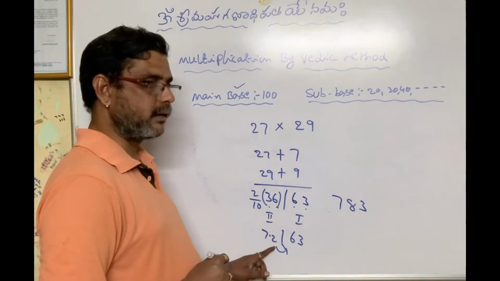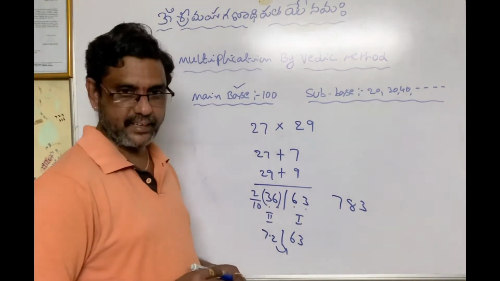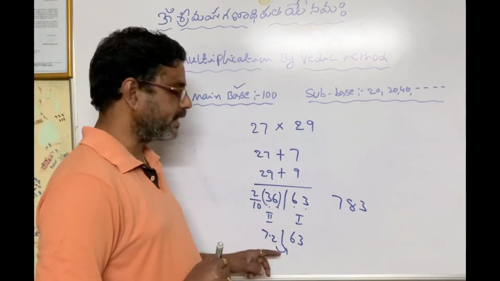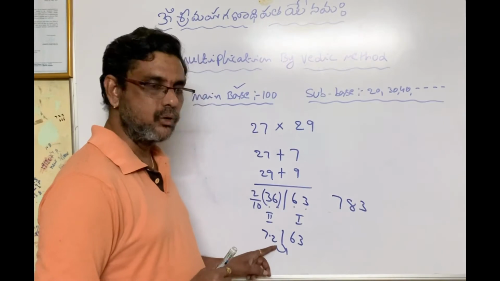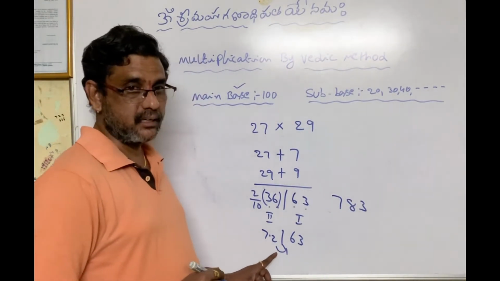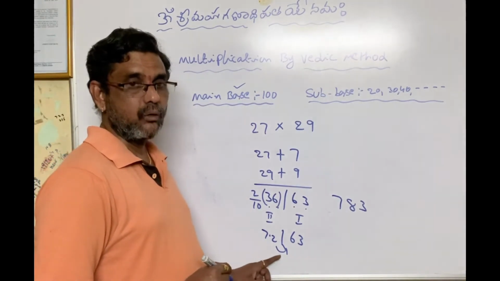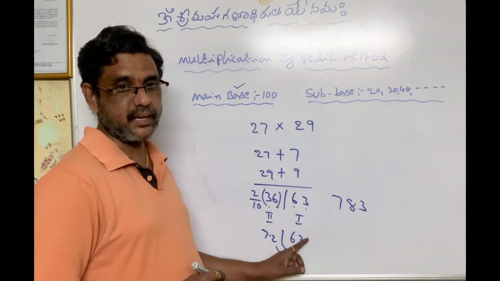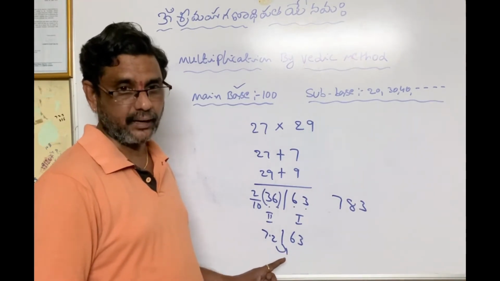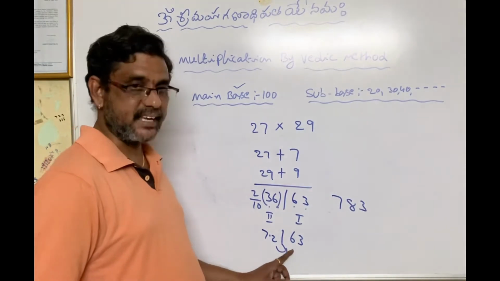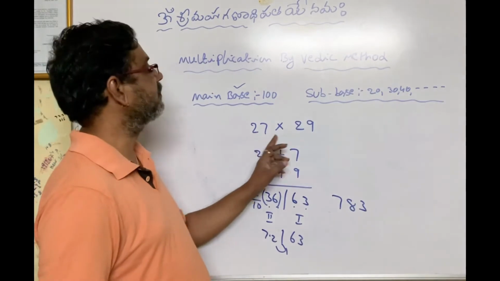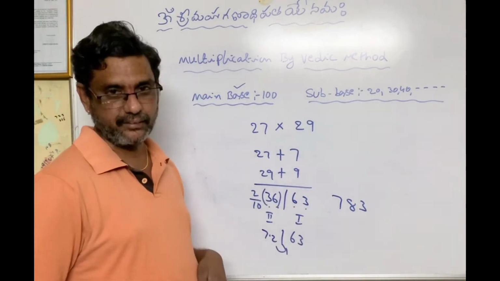Once again, how did we get the 7.2? 2 into 36 is 72, 72 by 10 is 7.2. In 7.2 we need to carry this 0.2 to the first part of the answer, but 0.2 is in the hundreds place. When we move a number from the hundreds place to the tens place, it becomes 100 times. So 0.2 into 100 is 20. 20 plus 63 is 83. So 783 is the answer. 27 into 29 is 783.